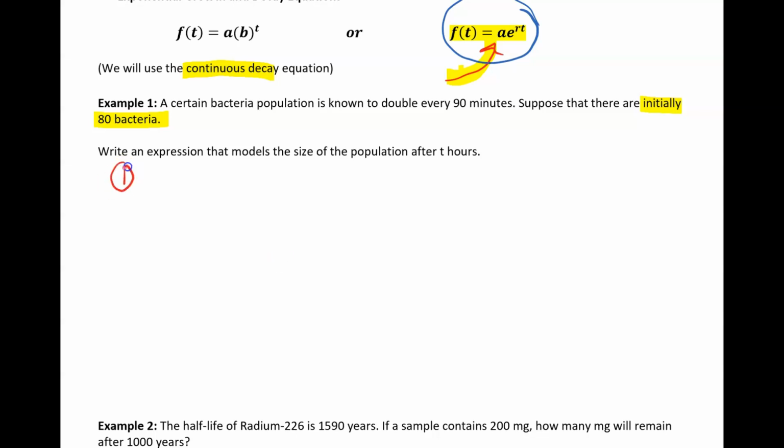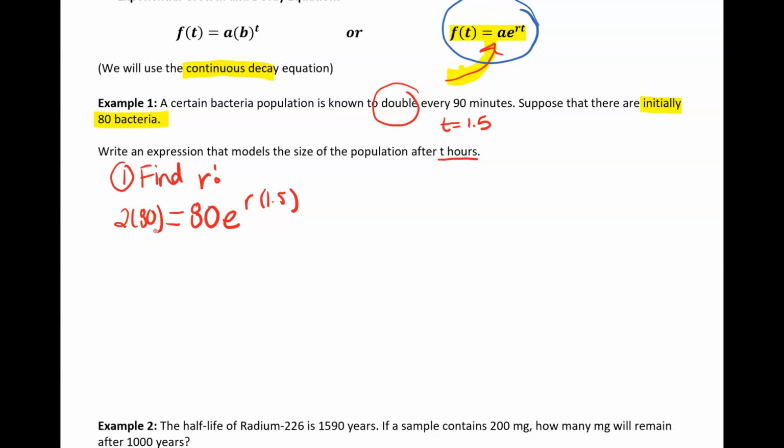So in order to work this problem, the first thing we're going to do is find R. And so in order to find R, let's think about what's happening here. So this is going to be equal to 80 E to the R. Now our time, it says, is 90 minutes. So 90 minutes would be 1.5 hours because it says after T hours. So I'm going to use 1.5 here. Then it says that it's doubling during that time. So I would say twice 80 would be my double.